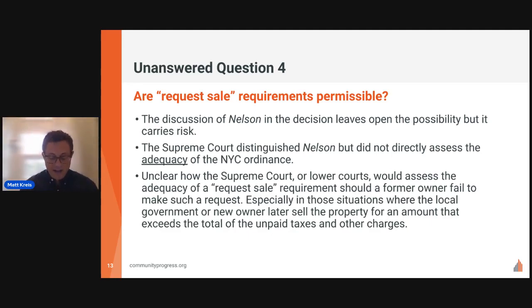And so it distinguished the ordinance from the Minnesota statute, where the court found that there was no opportunity for owners to claim surplus. So it's unclear to us in the future how the court or even lower courts would assess the adequacy of such a request sale requirement if a former owner or interested party failed to make such a request and the local government or new owner kept the surplus. So, tricky spot here, and I know everybody wants a settled, detailed answer. The answer is, if you want to rely on the Nelson method, the court certainly leaves the door open, but there's risk involved, in our opinion. Next.